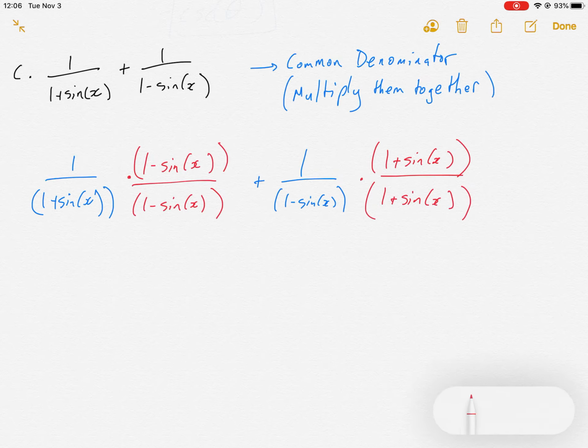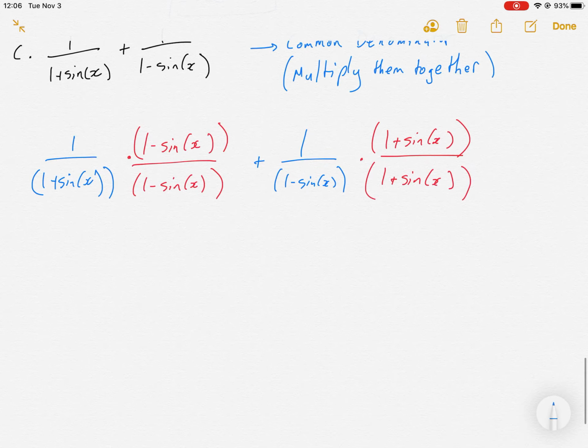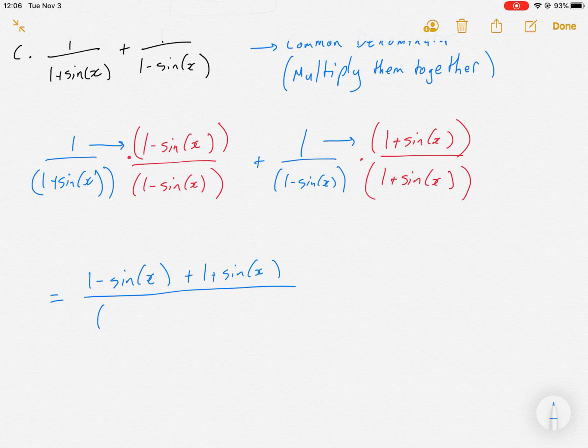Okay, so let's go ahead and clean this up a little bit. Here we have 1 times 1 minus sine of x, so that's just going to be 1 minus sine of x. Over here, we have 1 times 1 plus sine of x. So I'm going to be adding 1 plus sine of x, and then all of this is going to be over the now common denominator, which is 1 plus sine of x times 1 minus sine of x.